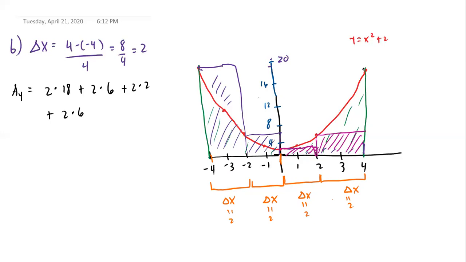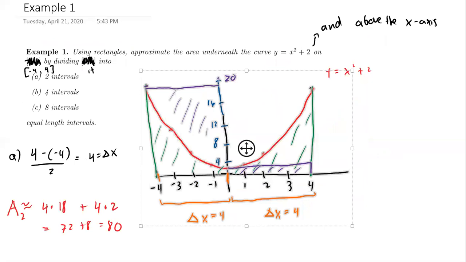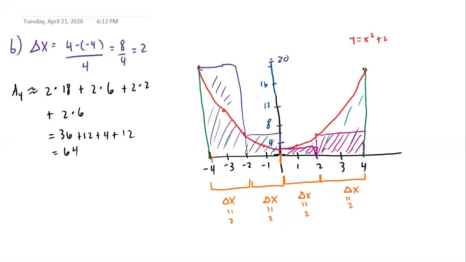Okay. Now we can add all of this together. Oh, this is an approximation. So let's just say this is just approximate symbol here. This is going to equal what? So 36 plus 12 plus 4 plus 12. What do we get? So 36 plus 4 is 40. Plus 12 is 52, plus 12 is 64. So with 2 subintervals, our area approximation was 80. With 4 subintervals, the area approximation was 64.